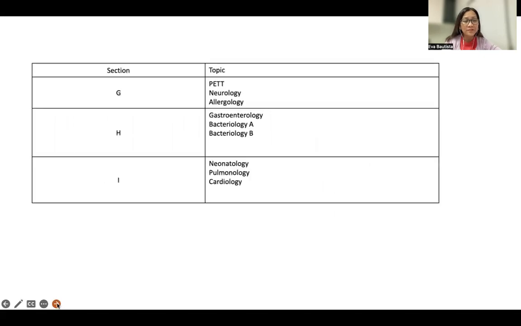So for Pediatrics 3A, there are 3 sections, and each section will have, again, as I have said earlier, 3 groups, and we have assigned specific topics for the sections, okay? For example, for section G, one group will be assigned PET, another one neurology, another one allergology. Now you can choose any topic under PET, any topic under neuro or allergology. The same thing goes with the other sections.